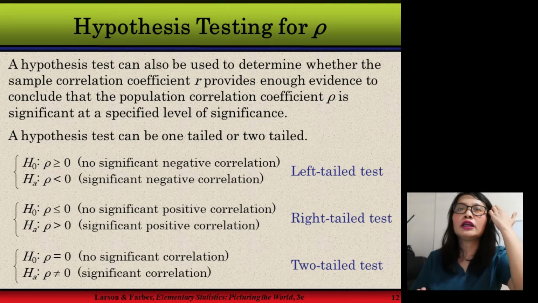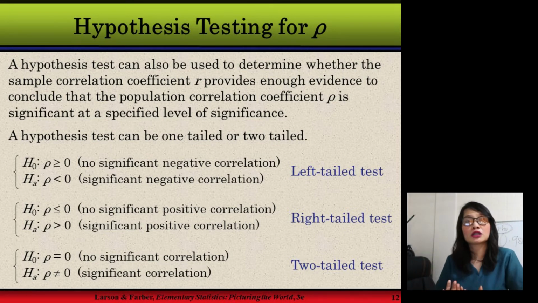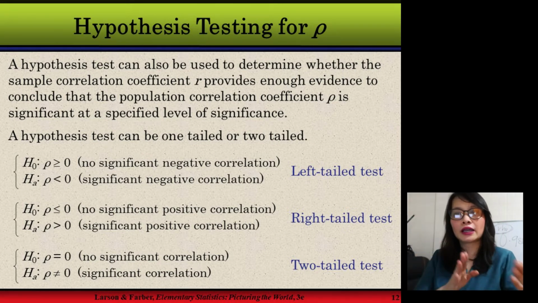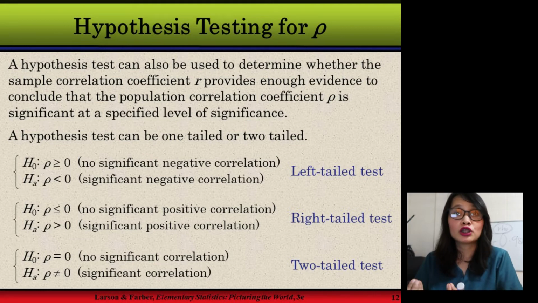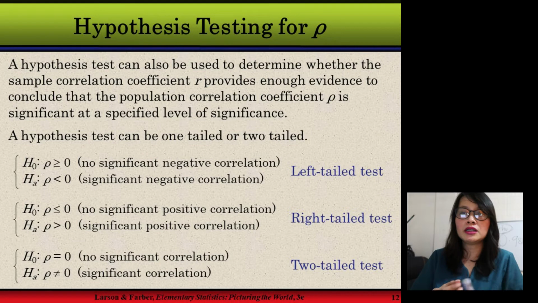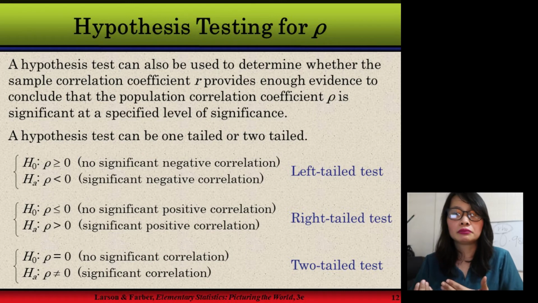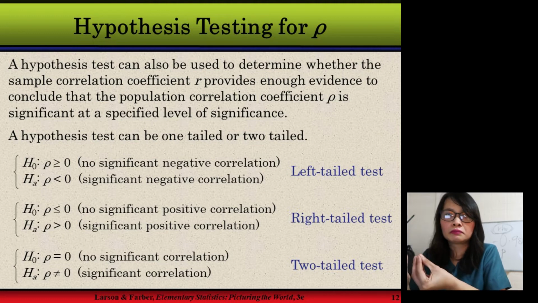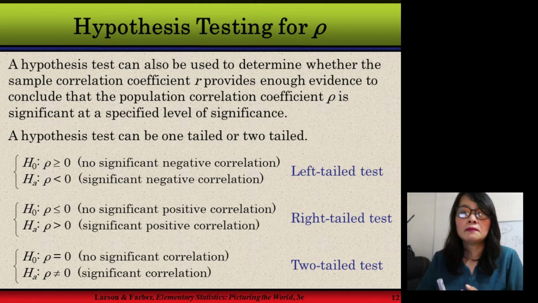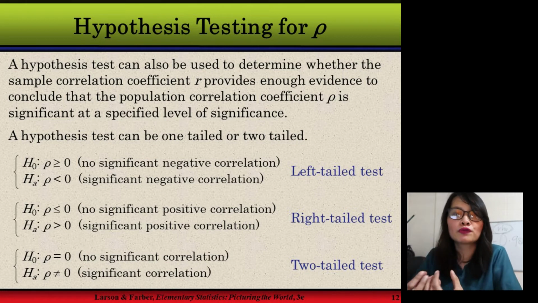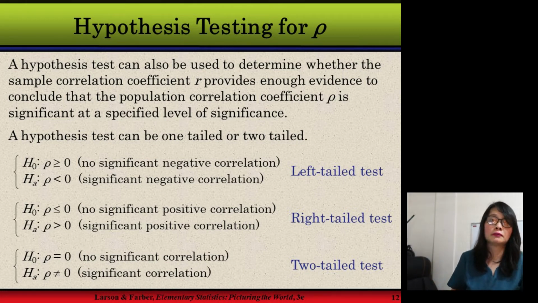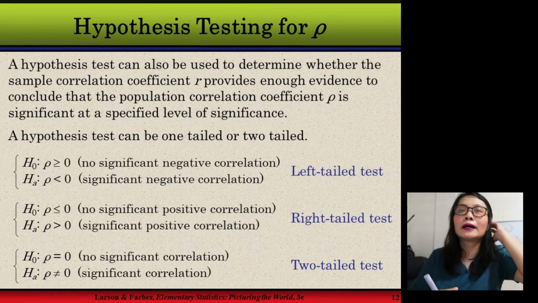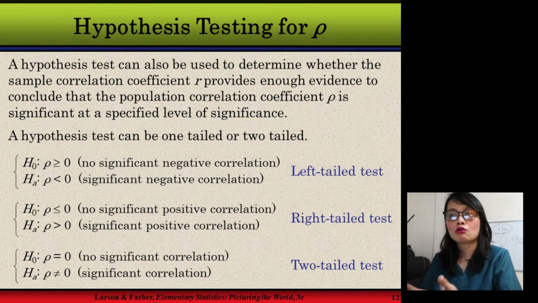First, you need to formulate the null and alternative hypothesis. For your null hypothesis, it can be a left tail test or a two tail test, depending on the given situation. Your null hypothesis can be greater than or equal, less than or equal, or equal to 0, meaning there is no significant relationship between the two given variables. But HA is the claim of the researcher that there is a significant relationship. To test your hypothesis, we have the left tail test, right tail test, or the two tails.